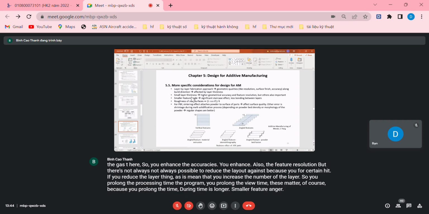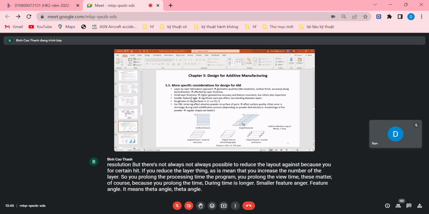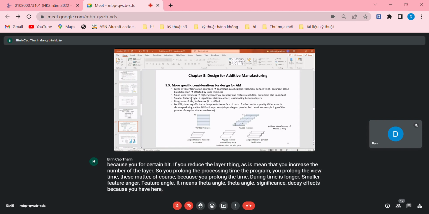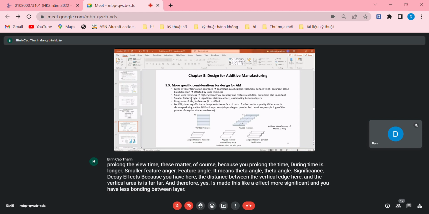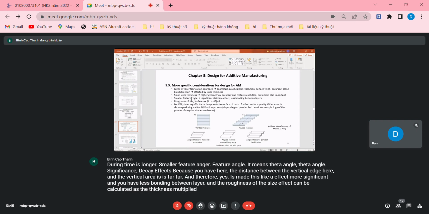Smaller feature angle, it means theta angle, significant staircase effects, because you have here the distance between the vertical edge here and the vertical edge here is farther, and therefore it makes the staircase effect more significant, and you have less bonding between the layers. And the roughness of the staircase effect can be calculated as the thickness multiplied by cos theta divided by 4.